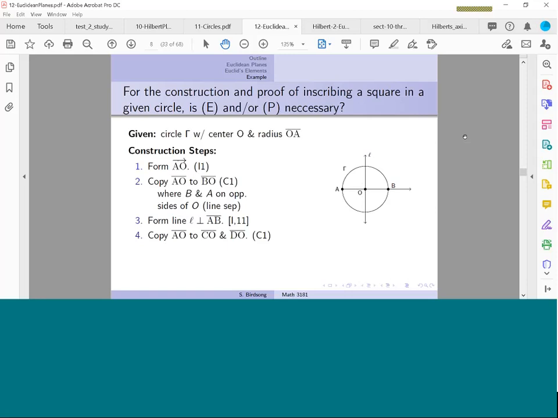So next thing, we'll go ahead and copy our radius to OC and OD. So to get those 2 points, and the thing that I missed writing down here, but you should definitely include, is where C and D are on opposite sides of O. So that would be plane separation again, mimicking step 2. Now, next stage, go ahead and form the line segments AC, CB, BD, and DA. You're just putting in line segments.